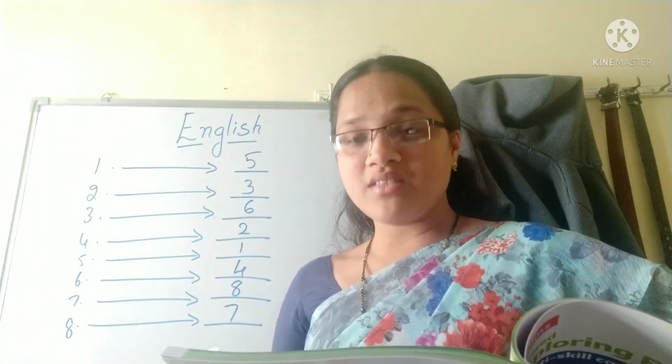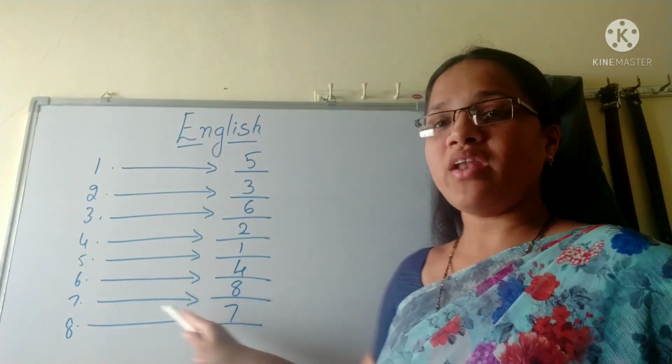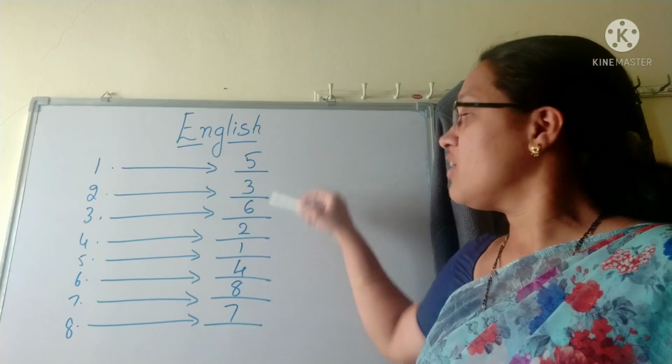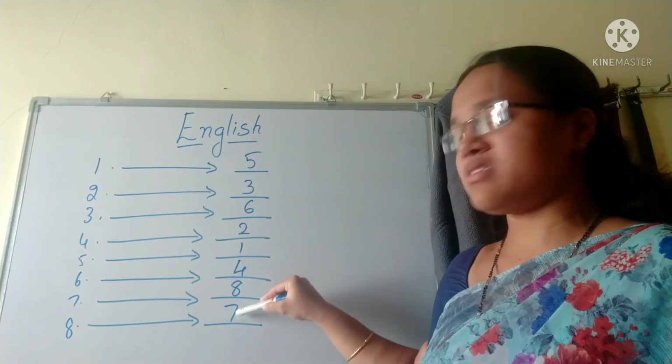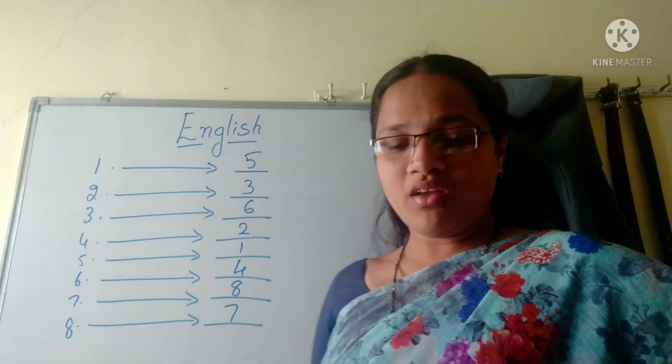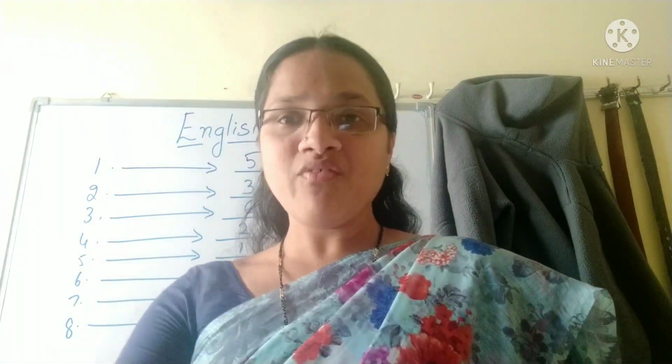Mona's mother praised her. Yes, that is the ending of the story. That is the 7th one and 8. See, you can see the order of that: 5, 3, 6, 2, 1, 4, 8, 7. So this is the order to be filled. Yes. So after this, we have the second one.